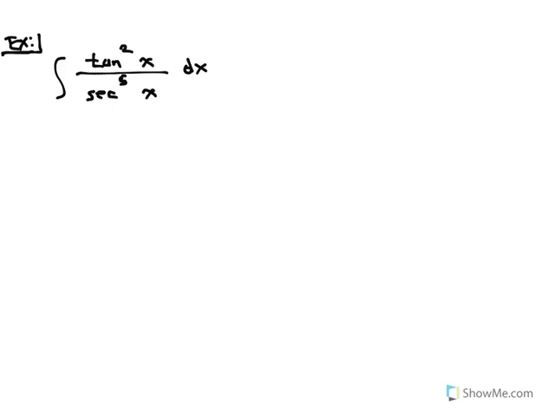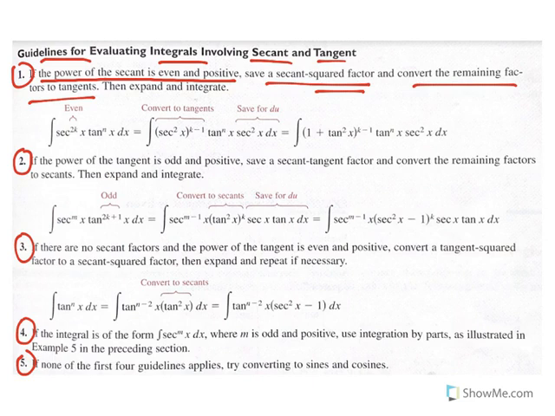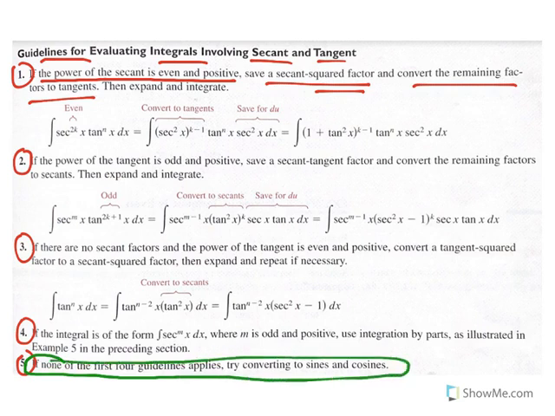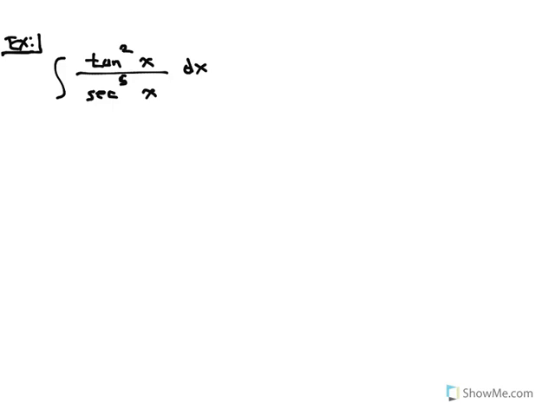In this example, we have the indefinite integral of tangent squared x divided by secant to the 5th power of x dx. And let's take a look at our guidelines. I just want to bring your attention to the very last one here. If none of the first 4 guidelines seem to help, try converting everything to sines and cosines. And that's the approach that we will take with our current example.